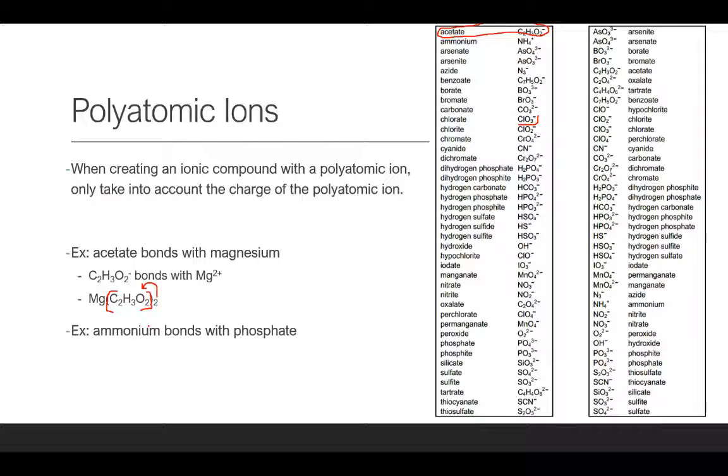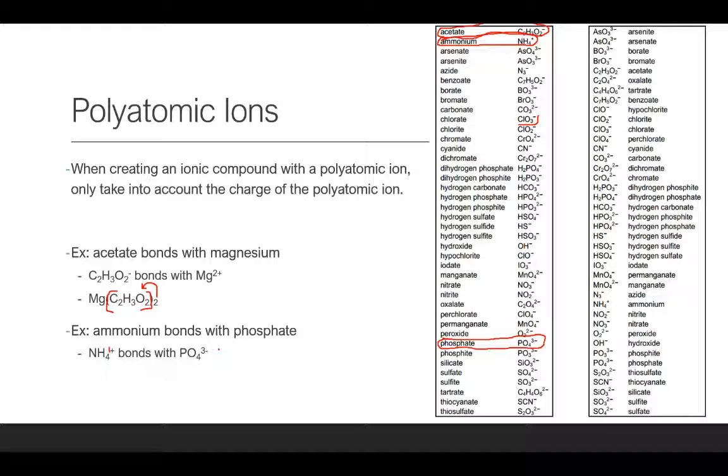So another example is ammonium bonds with phosphate. So here is ammonium. Ammonium is special. It is our only polyatomic ion that is a cation that has a positive charge. So notice ammonium has a +1 charge, and phosphate right here, you can see it's PO4 with a 3- charge. So those are our ions. Notice the charges. Ammonium is +1, and phosphate has a -3.